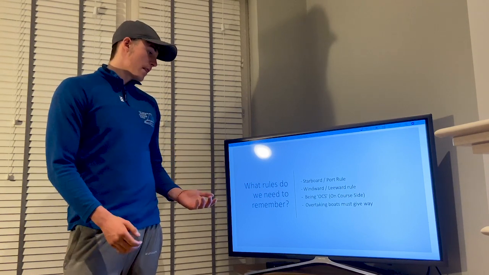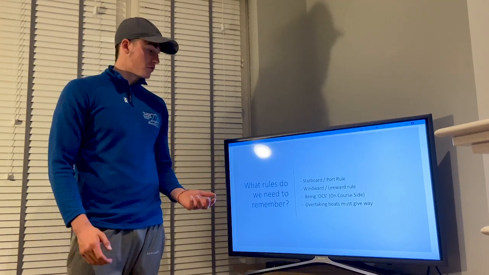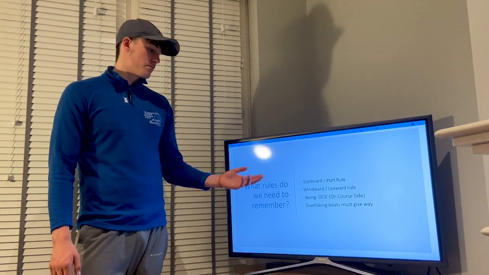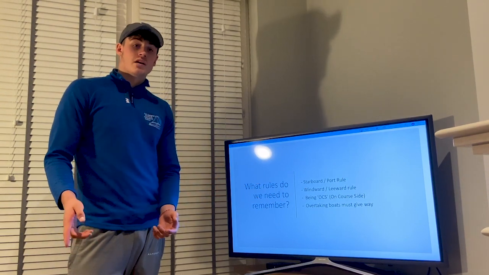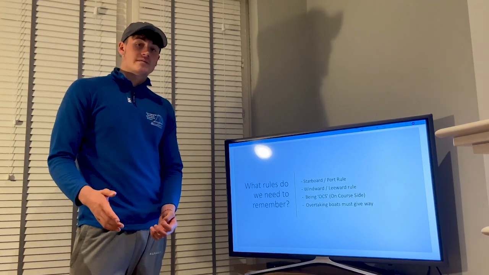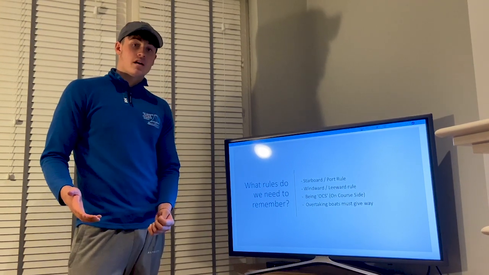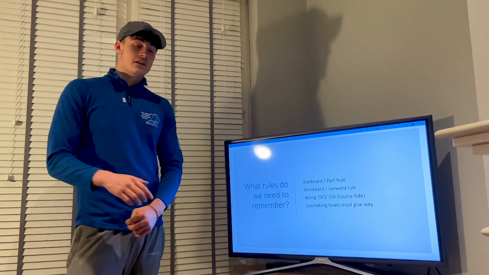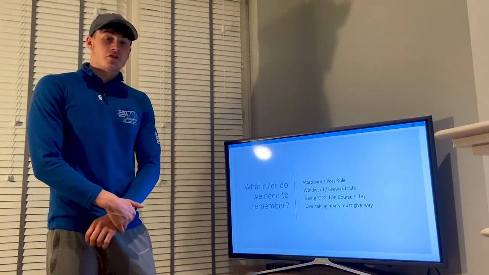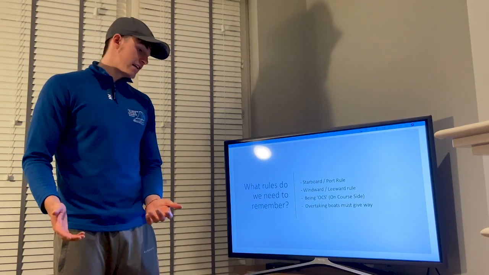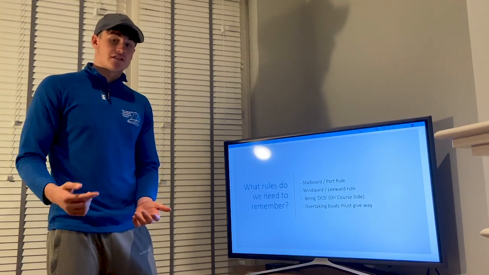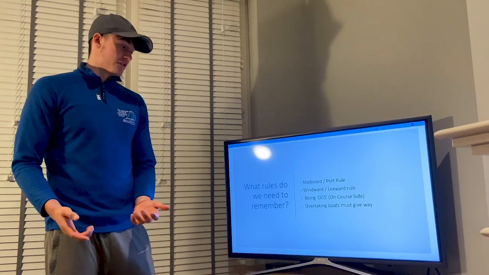So what happens if we don't obey these rules? If we don't obey the starboard port rule, windward-leeward rule, or the overtaking boats rule, we will have to do penalty turns. So this means that we're going to have to do a tack and a jibe to spin the boat 360 degrees. We may have to do one or two, but as you can imagine, we're trying to get a boat around a race course as fast as we can. So doing penalty turns is not ideal for this.